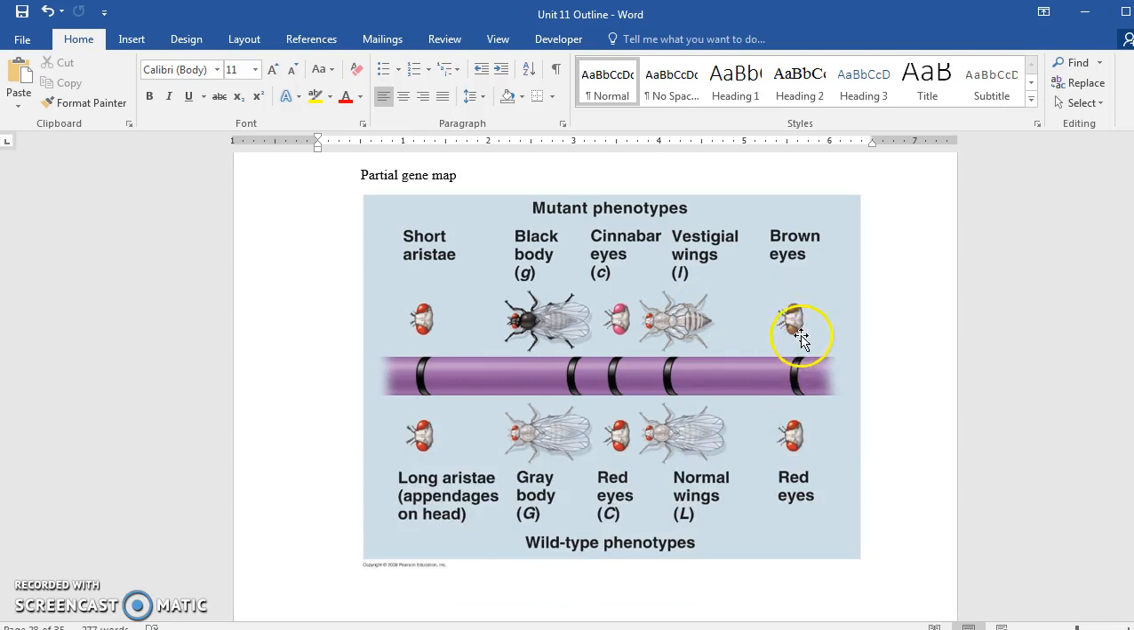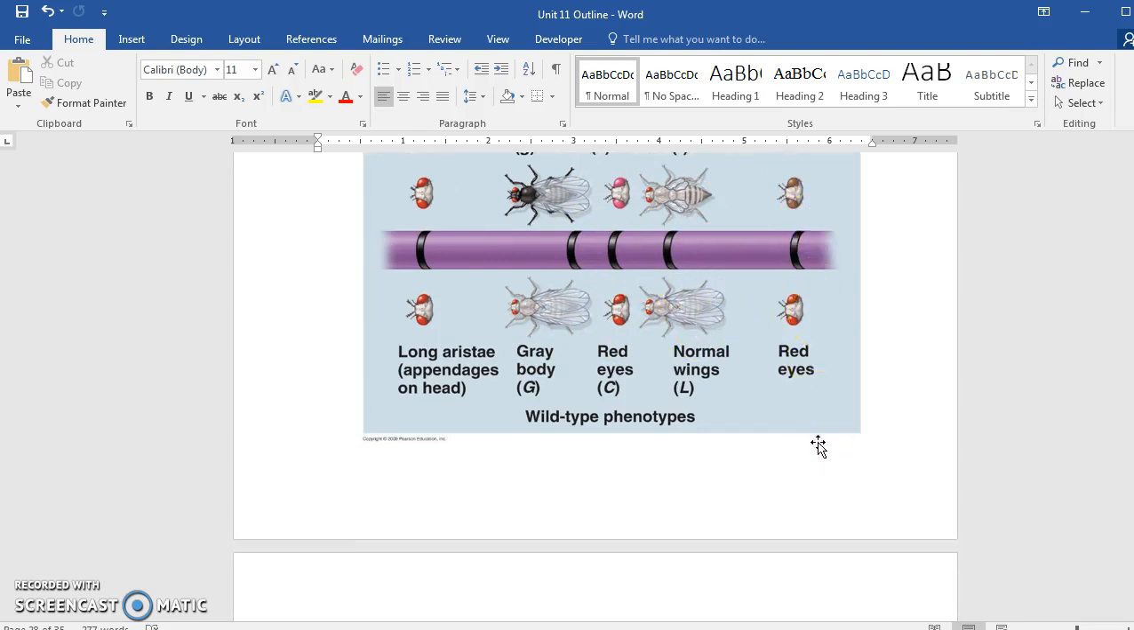Now, a partial gene map has been produced with the mutant phenotypes and wild type phenotypes. The short aristae, those are the antennae-like structures. Long versus black body, gray body. Cinnabar eyes versus red eyes. Vestigial wings versus normal wings. Brown eyes versus red eyes.